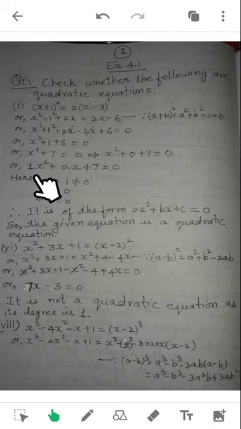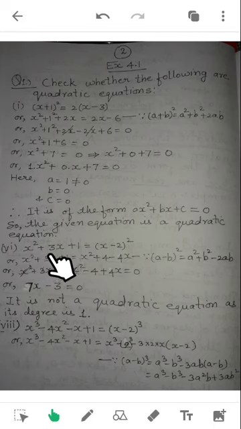When we see this equation, in place of a here it is 1. So we have the value of a as 1, and the coefficient of x is 0, so b is equal to 0, and the constant term is 7. Therefore it is of the form ax² + bx + c = 0. So the given equation is a quadratic equation. Now see here its sixth part.